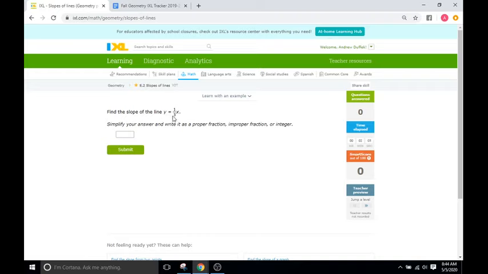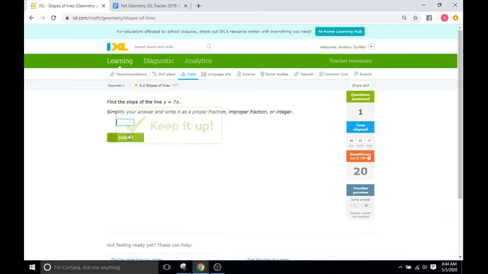So right here, y equals 1/3 x. So 1/3 is going to be our m. Therefore, it's going to be our slope. So we're going to type in 1 over 3. Good. Find the slope of the line y equals 7x. Again, y equals mx plus b. Our m is 7, and so the slope is going to be 7.